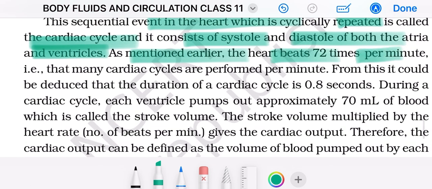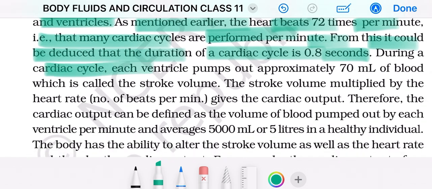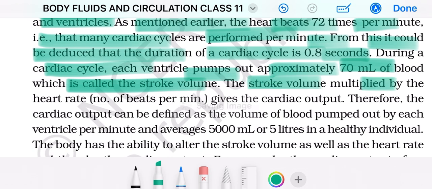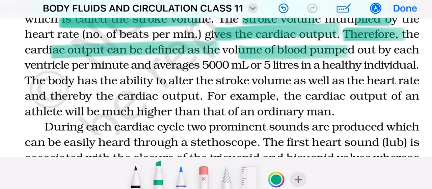The heart beats 72 times per minute, that is, that many cardiac cycles are performed per minute. From this, it could be deduced that the duration of a cardiac cycle is 0.8 seconds. During a cardiac cycle, each ventricle pumps out approximately 70 ml of blood, which is the stroke volume, or beat volume. The stroke volume multiplied by heart rate gives us the cardiac output, which is 5 liters. Therefore, the cardiac output can be defined as the volume of blood pumped out by each ventricle per minute, which averages 5 liters in a healthy individual.